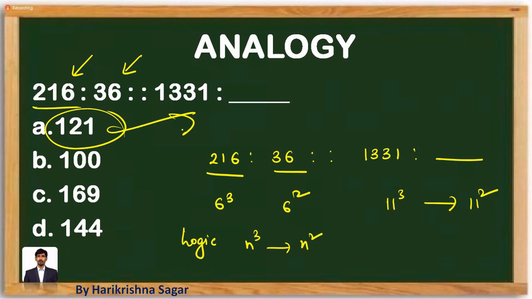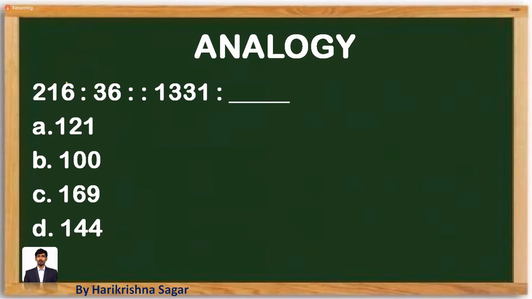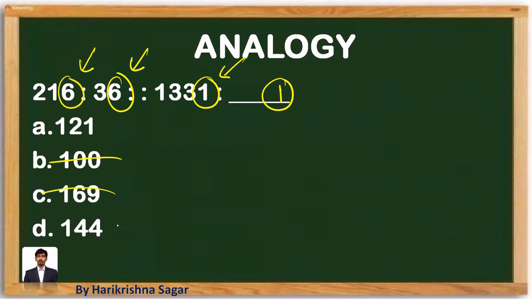Mark it as the answer. The other way of looking at the question: this is a number ending with 6, and this is a number ending with 1. The answer should end with 1. Eliminate this. Mark it as this.